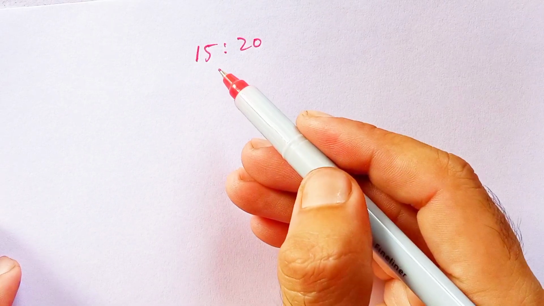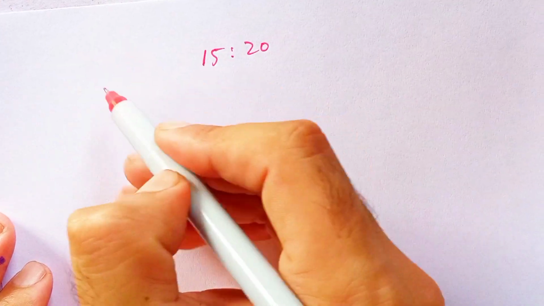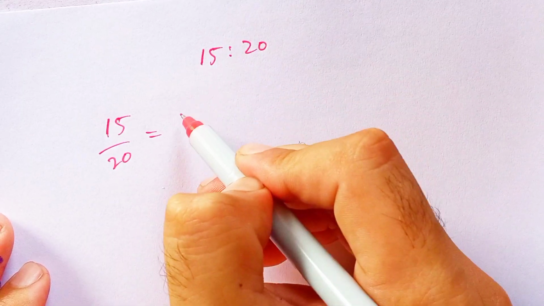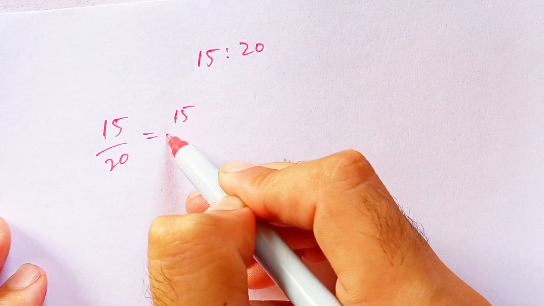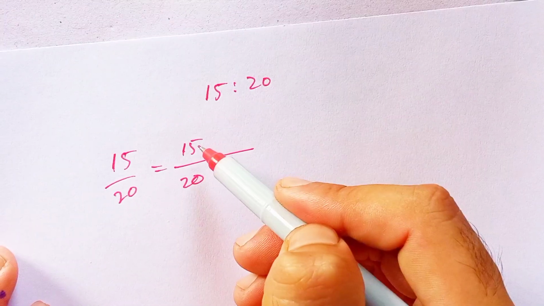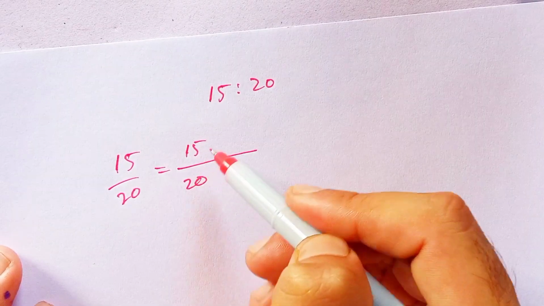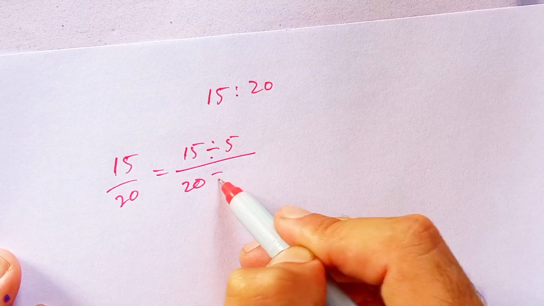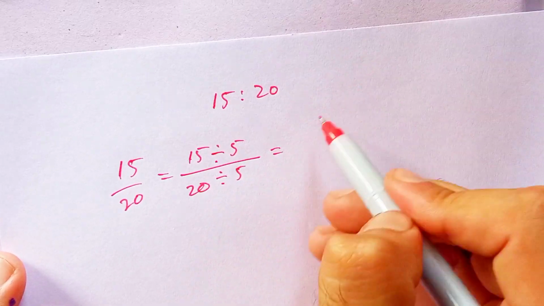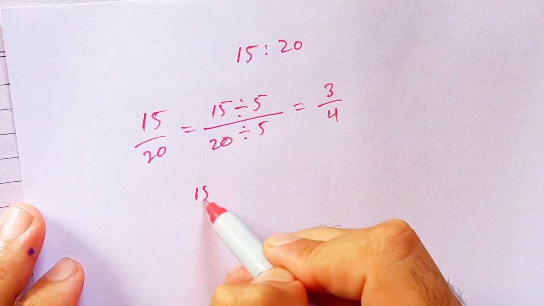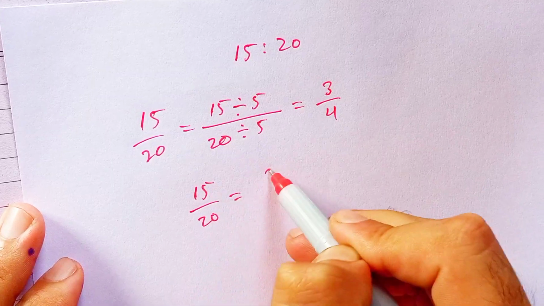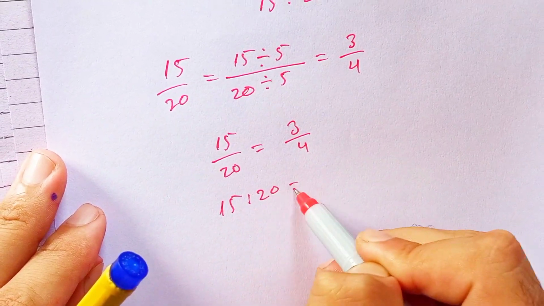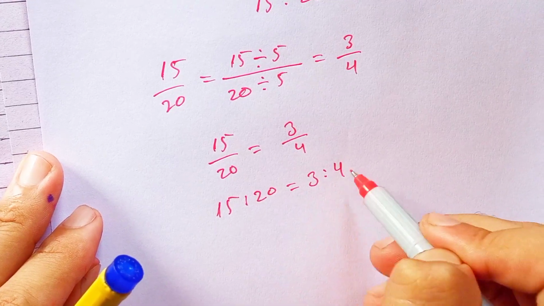In the same way, 15/20 can be simplified as 15 divided by 20. Now divide the numerator and the denominator by 5, which is equal to 3/4. 15/20 can be written as 3/4, or 15/20 is equal to 3/4.